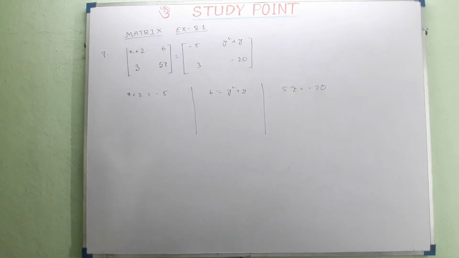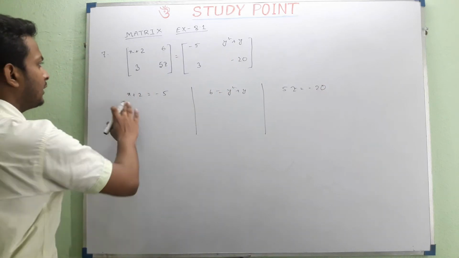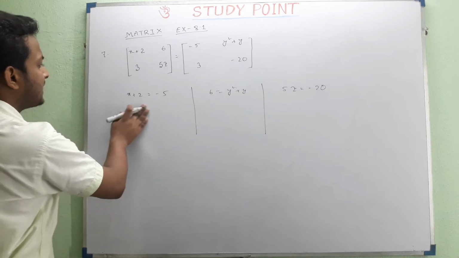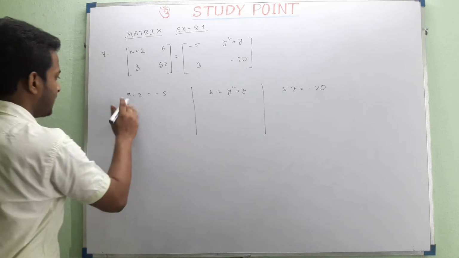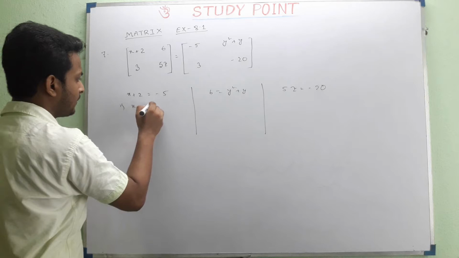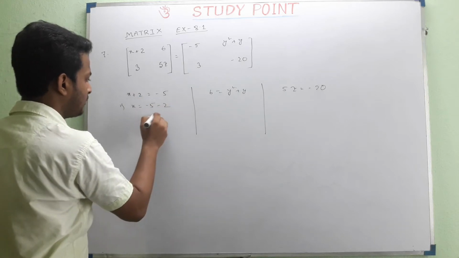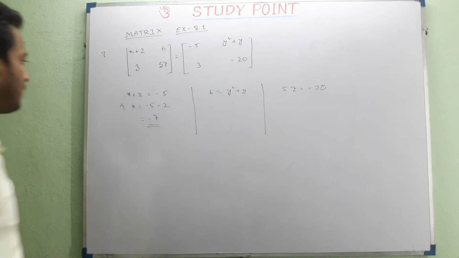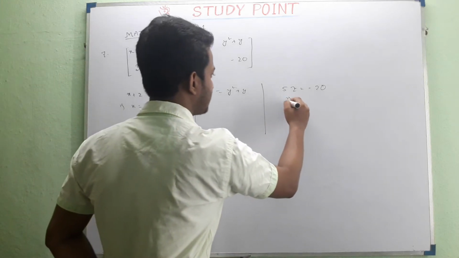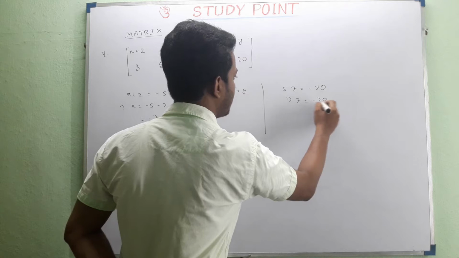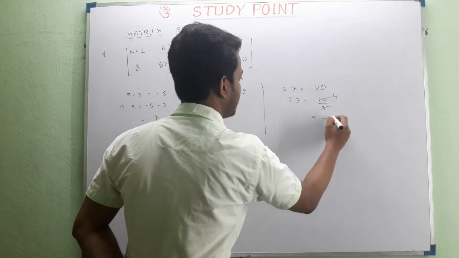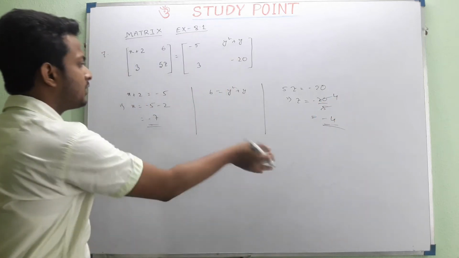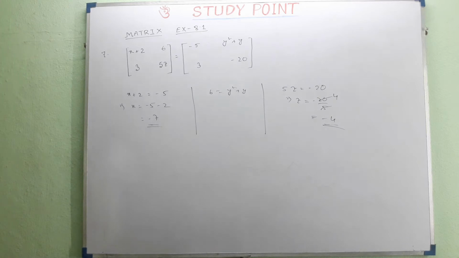Now listen, first we will try to solve those where a single variable is given. As you can see over here, it is minus 5, and after changing sign it will be minus 2, and the resultant will be minus 7. And from here also you can say that z is equal to minus 20 by 5, that is, the answer will be minus 4. So by solving these two, we can get the values of x and z.